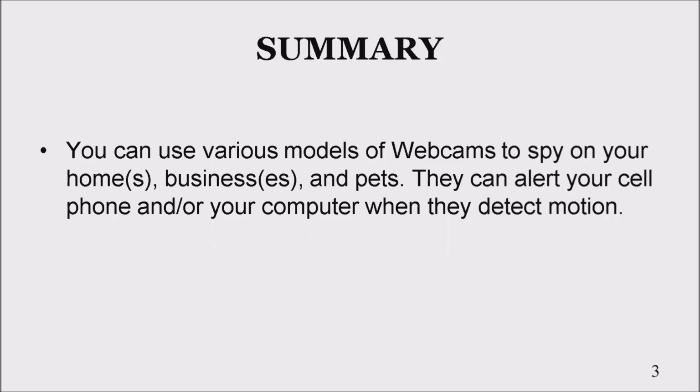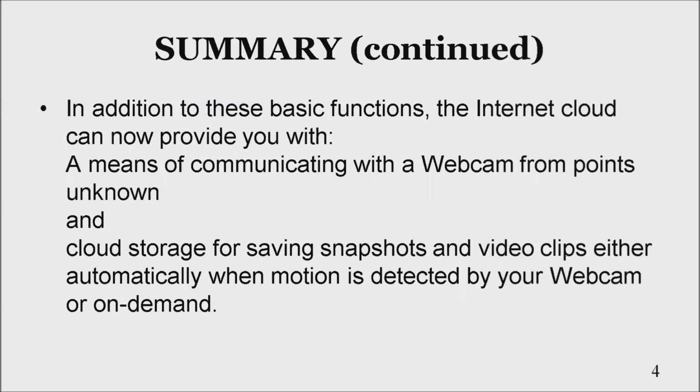Okay, in a one-sentence executive summary, you can use various models of webcams to spy on your homes, your businesses, and your pets. They can alert your cell phone and or your computer when they detect motion. That's called motion detection, right? And finally, now with the advent of free and cheap internet cloud access, you now have a means of communicating with your webcam through the cloud, and you have a nice place to store snapshots and video clips up in the cloud.